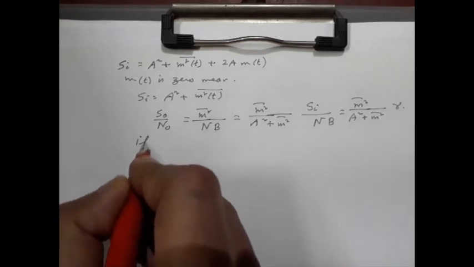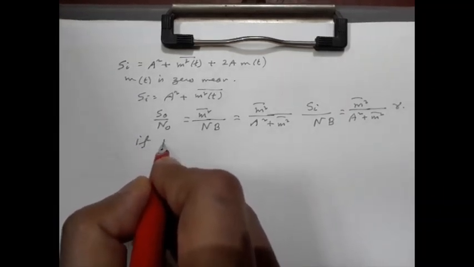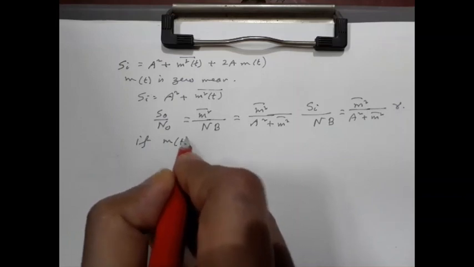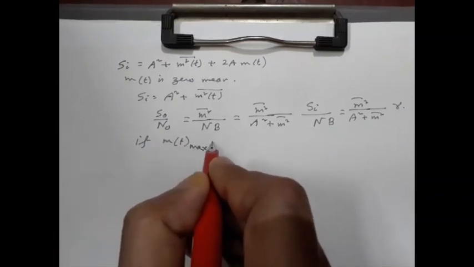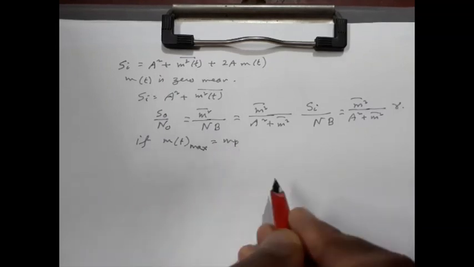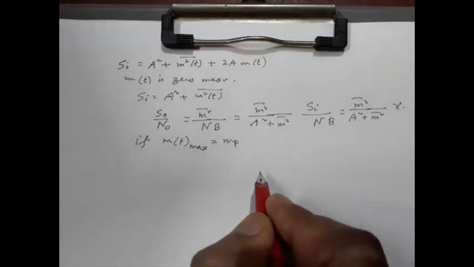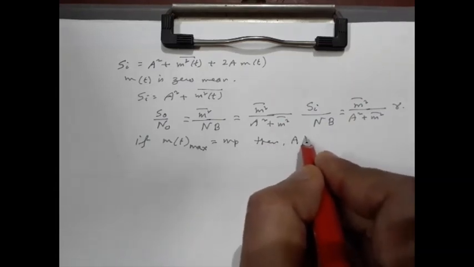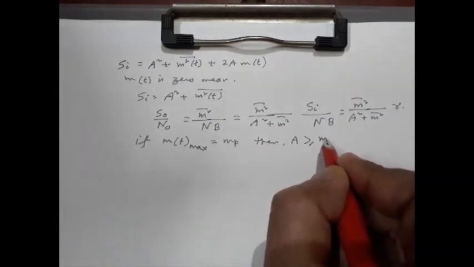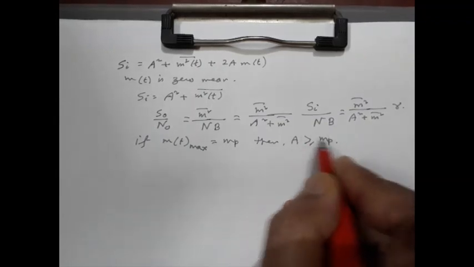Now if the maximum value of m(t) is say mp, then A must be greater than or equal to mp. That is the primary condition for AM.